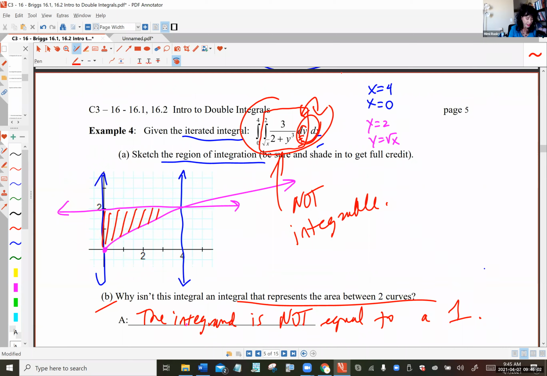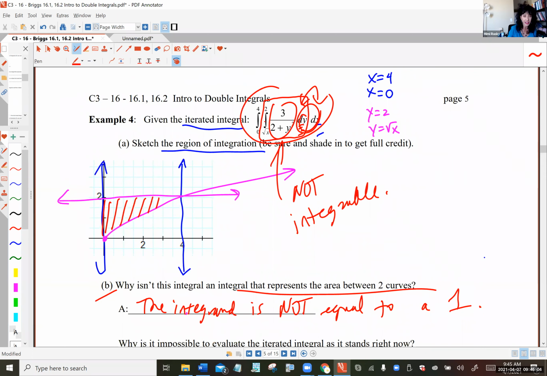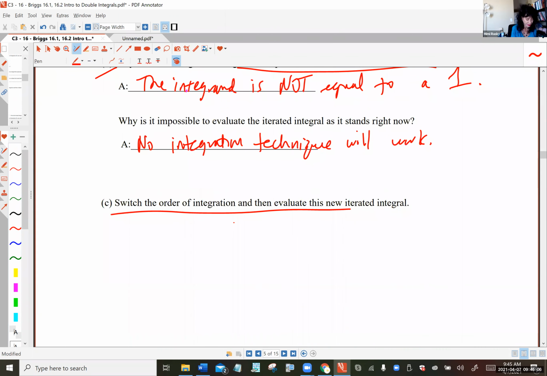So the plan is we're going to switch this order. So the dy dx will switch. You don't switch anything in the integrand. You just copy it down. Just copy him down. He doesn't change. But instead of dy dx, you're going to integrate with the order dx dy instead.